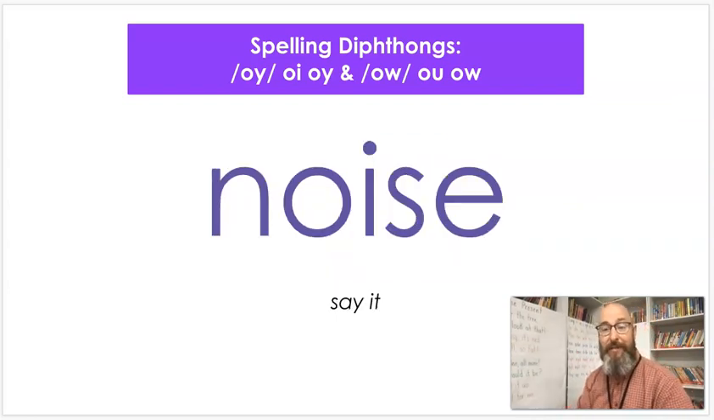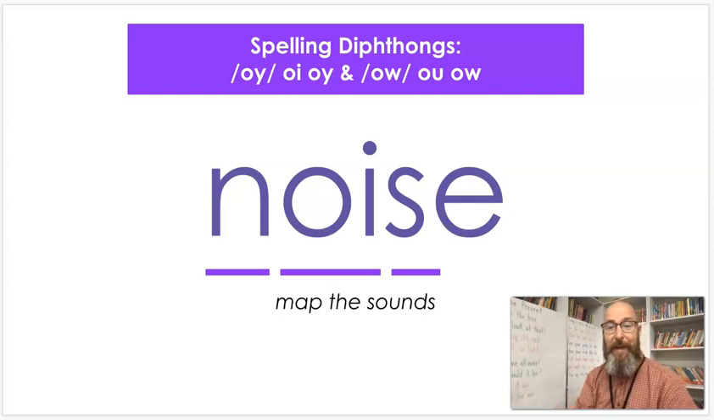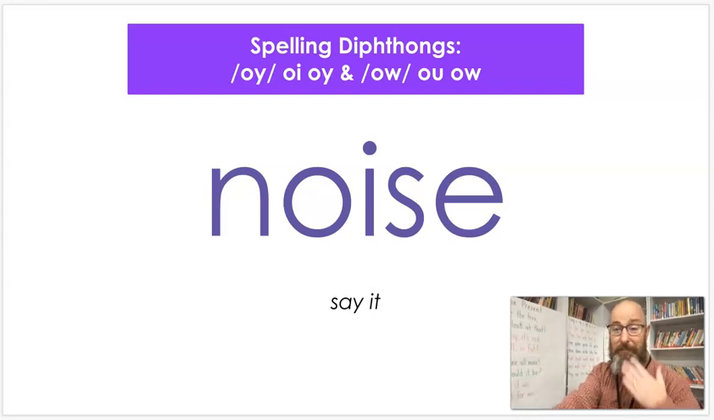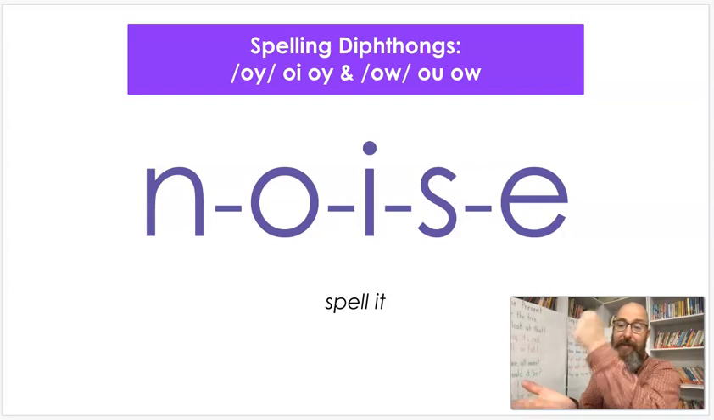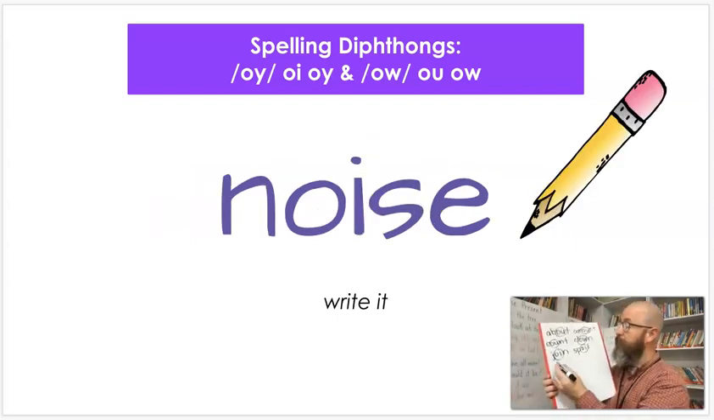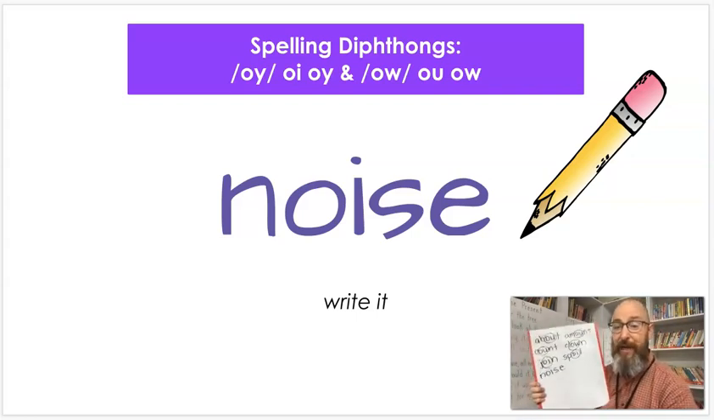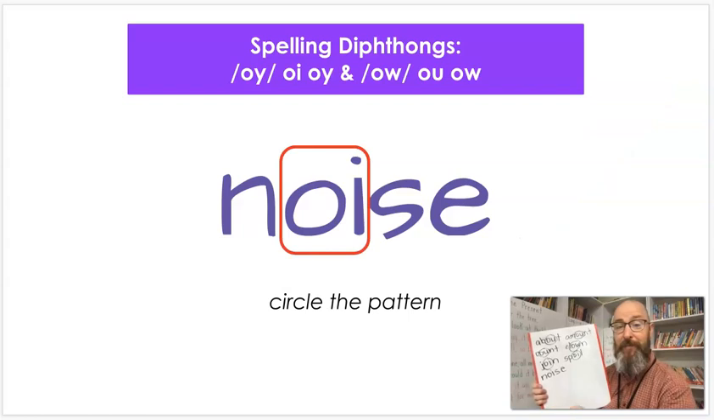Our next word is noise. Say noise. Map the sounds. Noise. Noise. And that S sort of makes a Z sound at the end of that word. Say the word again. Noise. Spell it. N-O-I-S-E. Noise. Write it. N-O-I-S-E. And in noise, I hear the oi sound again. What makes the oi sound in that word? O-I. That's correct. Circle that.